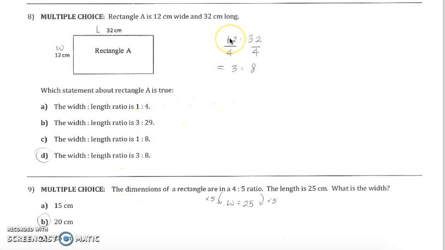So width is 12 to length is 32. We can simplify 12 and 32 by dividing by 4. So 12 divided by 4 is 3, 32 divided by 4 is 8. So the width to length ratio is 3 to 8. Do we have that answer? It is right there. So without going through all the possibilities, we know the final answer is D.